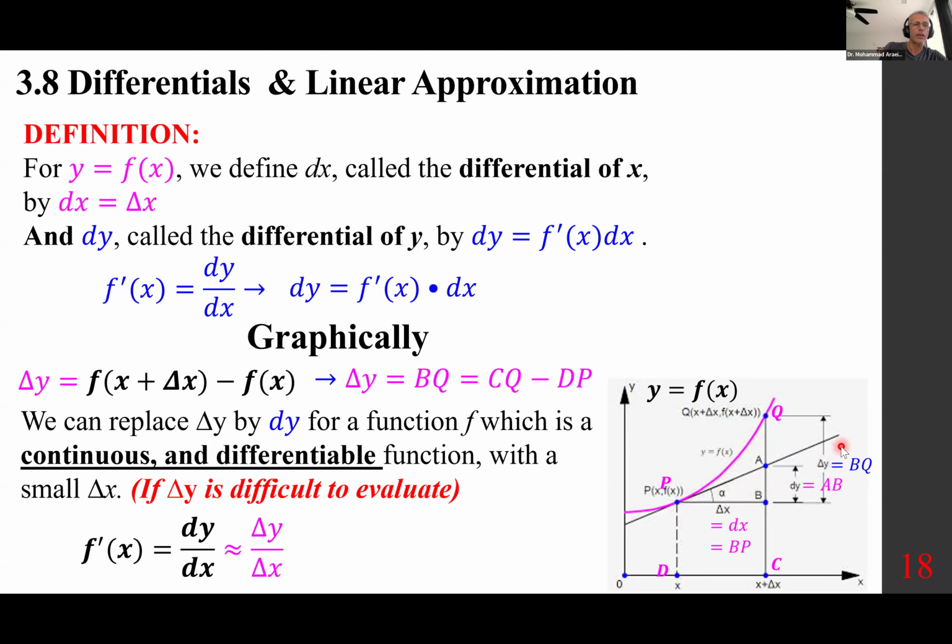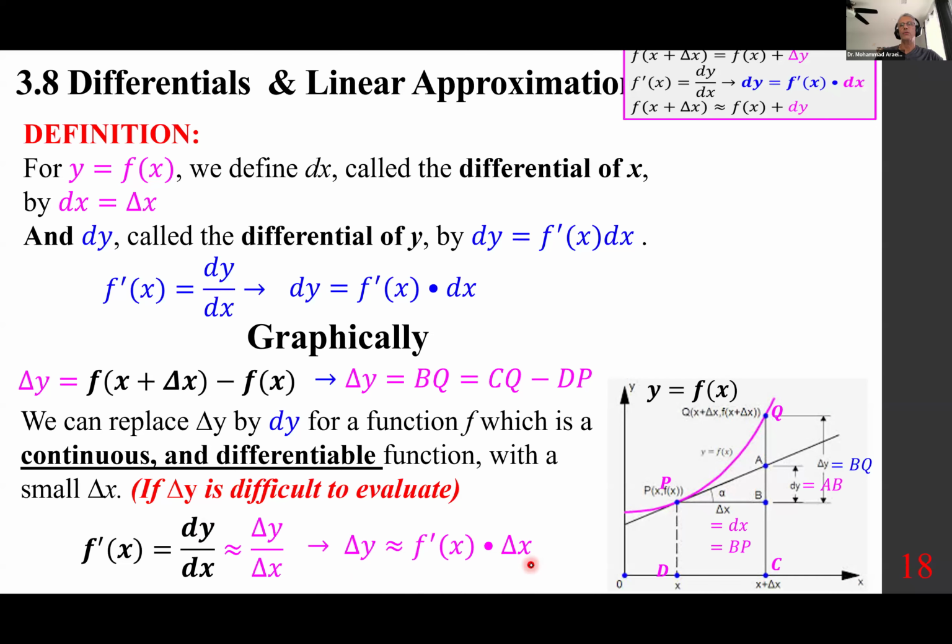So we write f prime of x is dy dx. It is approximated by delta y over delta x. Remember, this is the average rate of change of y with respect to x. This is the instantaneous rate of change of y with respect to x. And therefore, delta y becomes f prime of x times delta x, roughly.